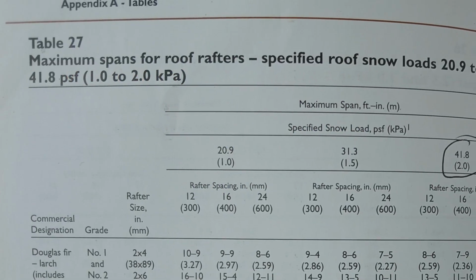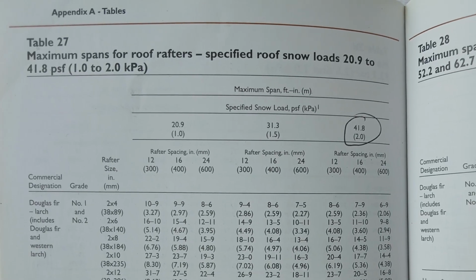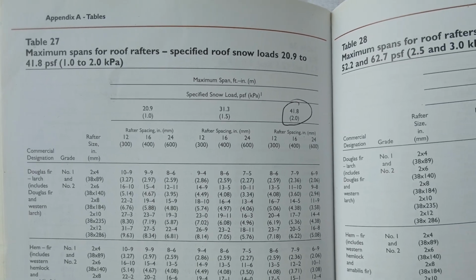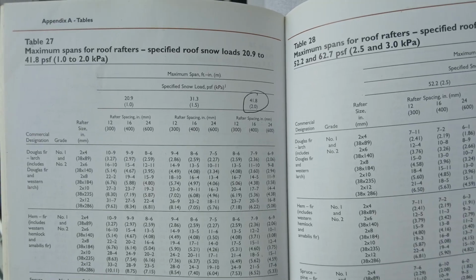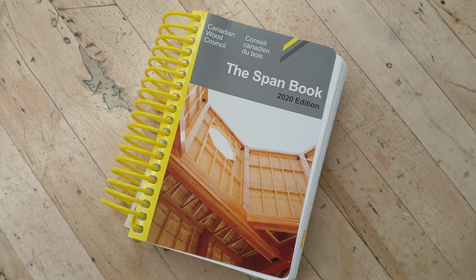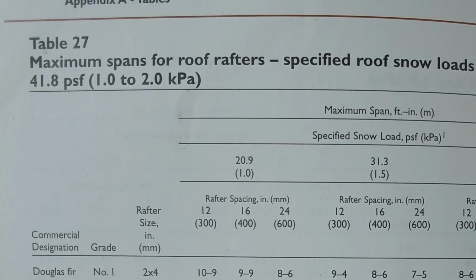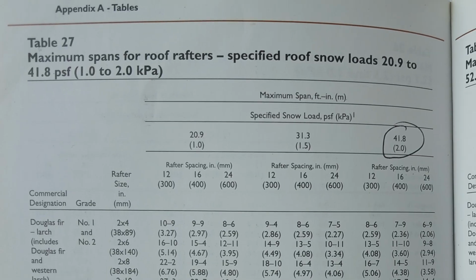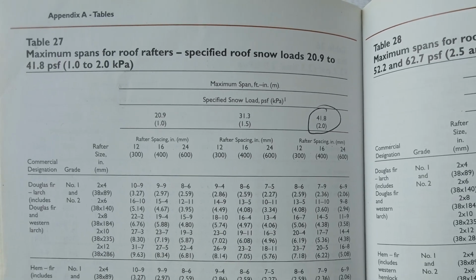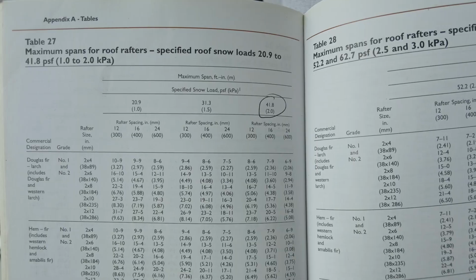Building codes around the world specify safe parameters for rafter construction. Here's a few examples from Canada. First, sizing a rafter starts with the span tables. Span tables specify the minimum dimension of a rafter for a given span, spacing, snow load, and wood species.